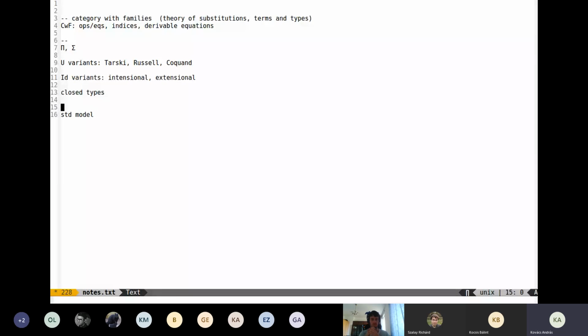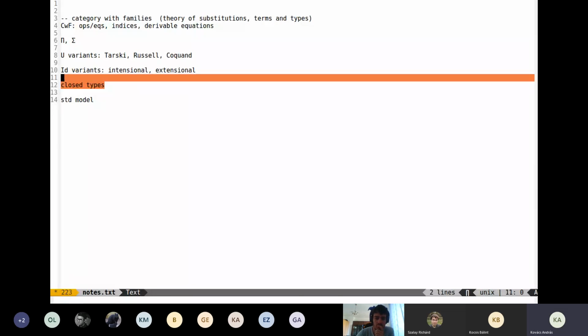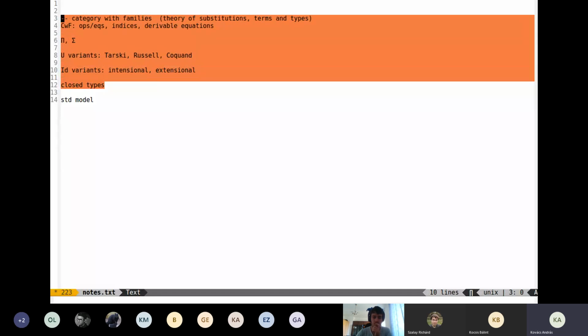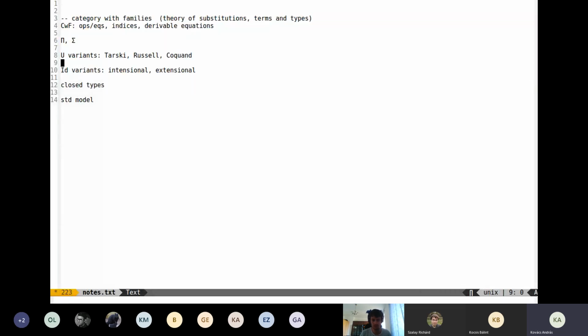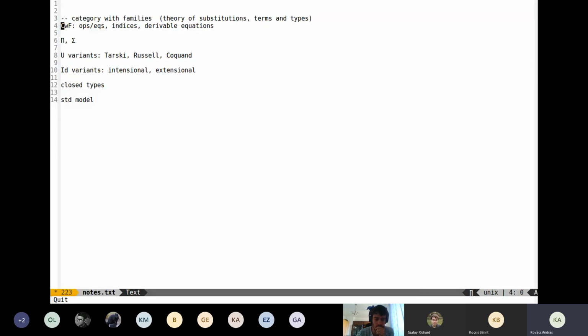And I'm not sure we will finish this, but if we finish it, then we can start talking about the standard model of this type theory. So up to this point, we are not talking about any particular model of this type theory. We are just talking about what is a model of this type theory. So all of these components are just the components of the notion of model of type theory.